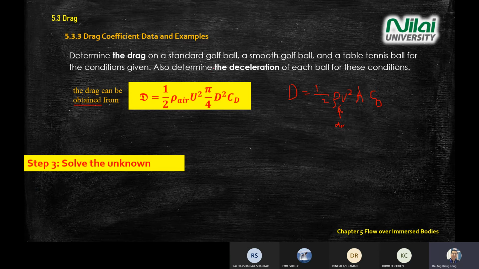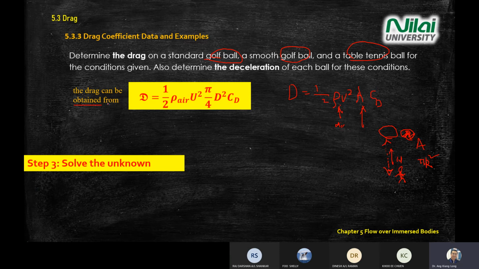Velocity depends on the speed itself. Area, again, is what is seen from the velocity, U or V. Area is always from where you see it, from the velocity. No matter whether it's a golf ball, smooth golf ball, or table tennis ball, you're seeing a sphere, or a circle for the area. So you can use pi r squared for area. CD you need to find from the graph.